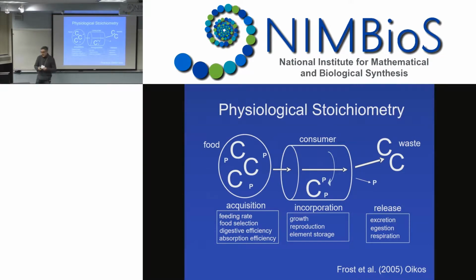Some of these are used by the consumer to try to balance the imbalance. Respiration rates tend to increase if a consumer eats nutrient-poor food, because they're trying to burn off excess carbon. And that's the prevailing stoichiometric thought. So you have changes in acquisition, incorporation, and release if you have differences in the nutrient ratios in the food versus that in the consumer.